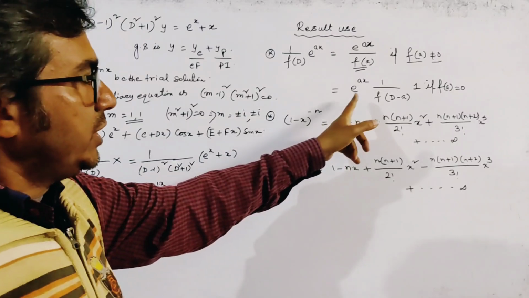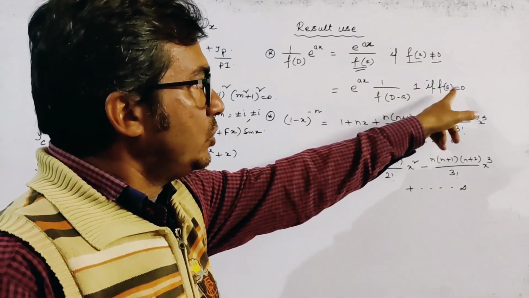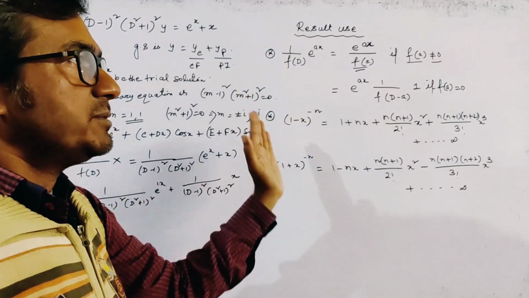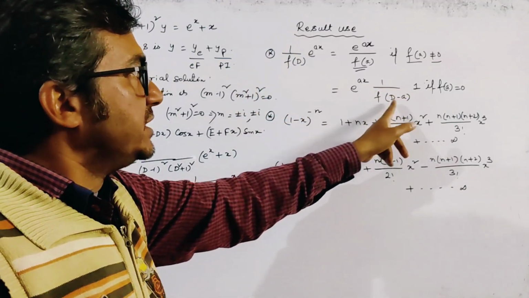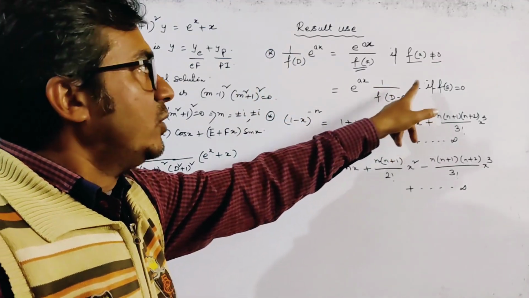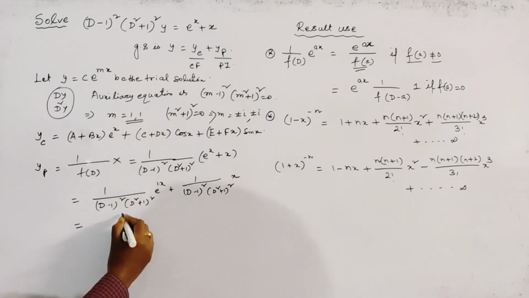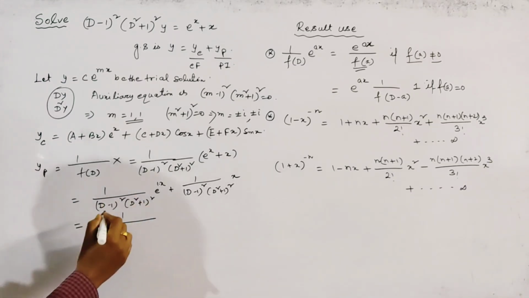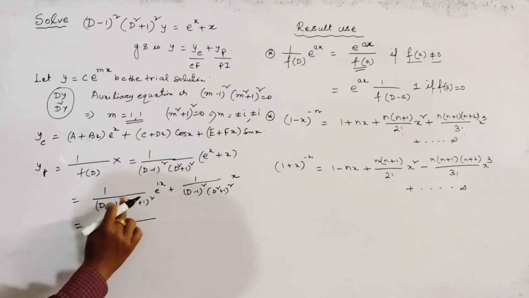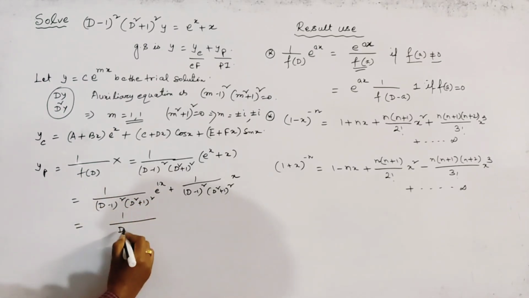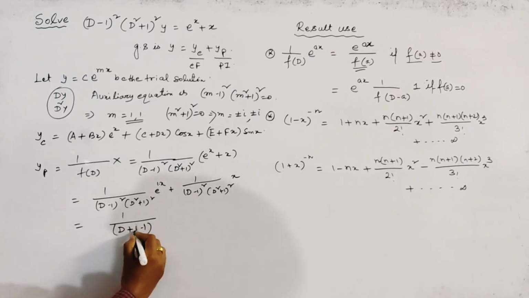And the alternative rule is if f of a equal to 0, then we get e to the power ax in the left side and we replace d by d plus a and 1 here. So we get the calculation as here if we put d equal to 1, then this term is 0, so here we put d plus a, this means d plus 1.